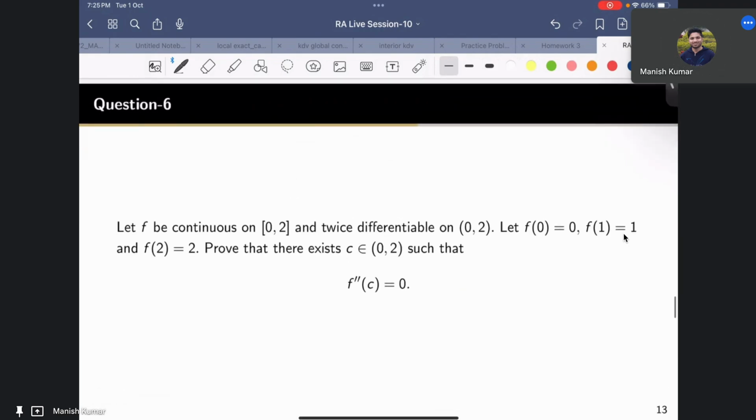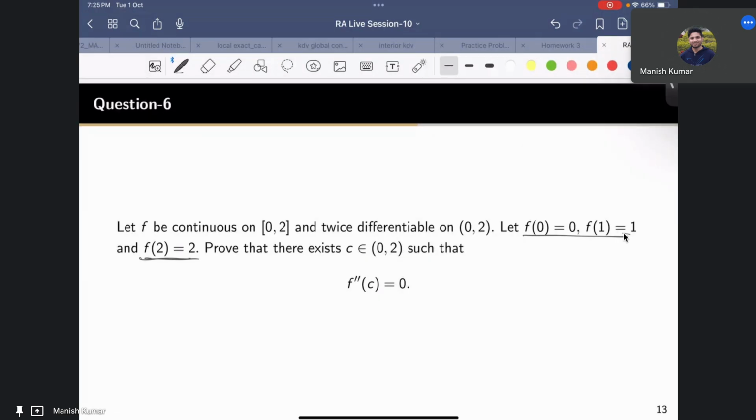So here you have been given that this function f is continuous on the closed interval 0 2, and it's twice differentiable on this open interval 0 2. And these three things you have been given, that f at 0 is 0, f at 1 is 1, and f at 2 is 2. So you have to prove that there exists a point c where the second derivative is equal to 0.